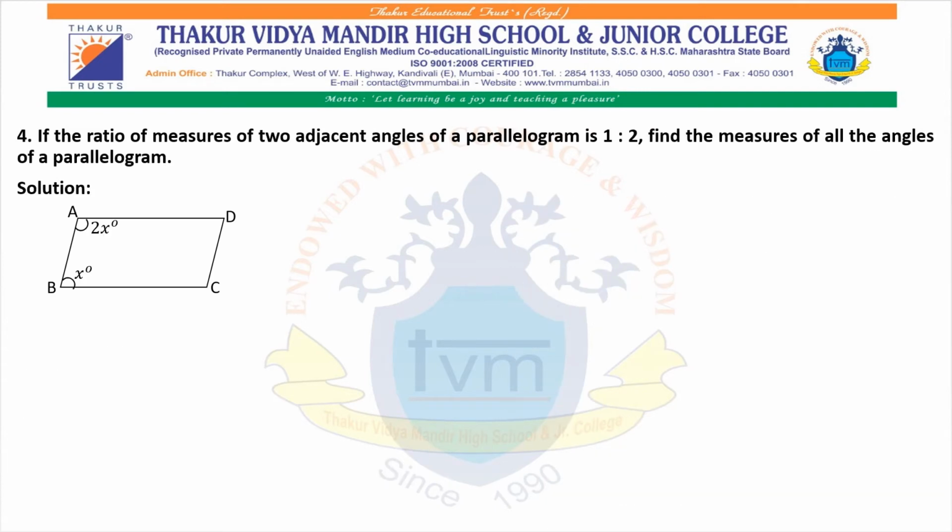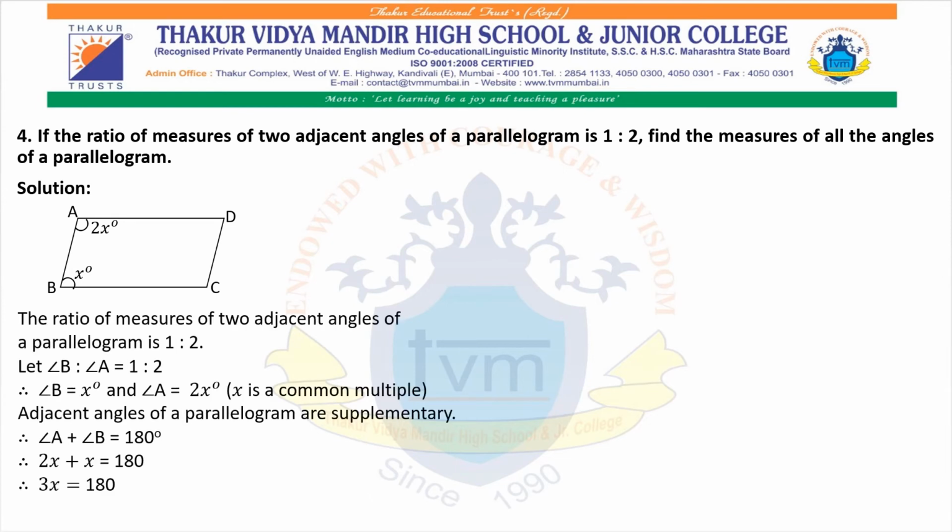Question 4. If the ratio of measures of two adjacent angles of a parallelogram is 1:2, find the measures of all the angles of the parallelogram. The ratio of measures of two adjacent angles of a parallelogram is 1:2. Let angle B to angle A be equal to 1:2. Therefore, angle B is equal to x degrees and angle A is equal to 2x degrees, because x is a common multiple. Adjacent angles of a parallelogram are supplementary.